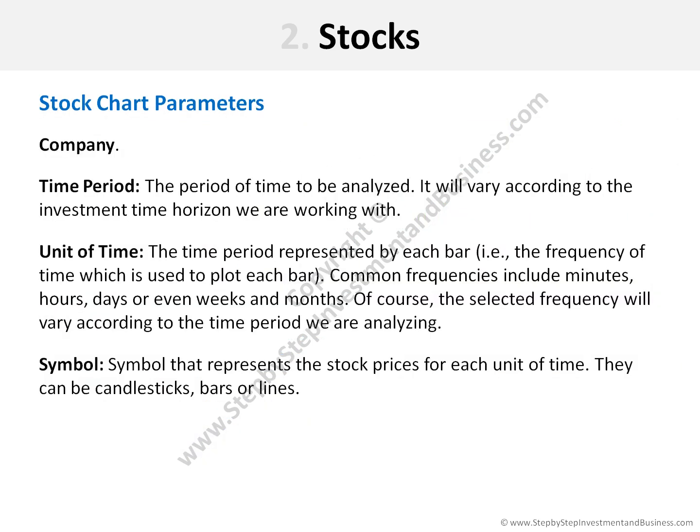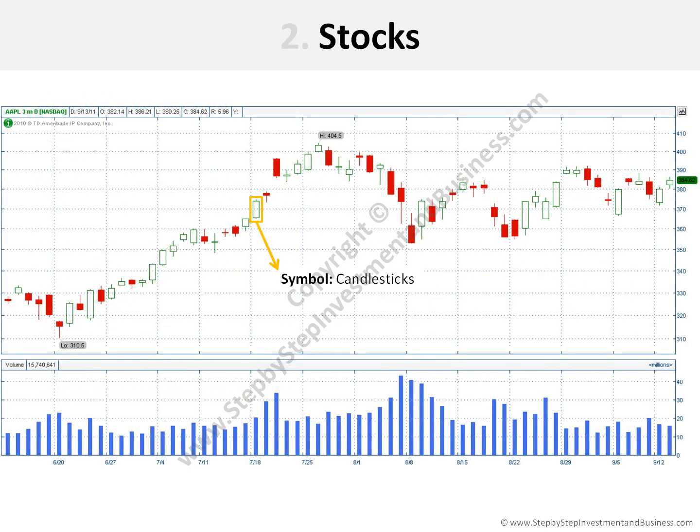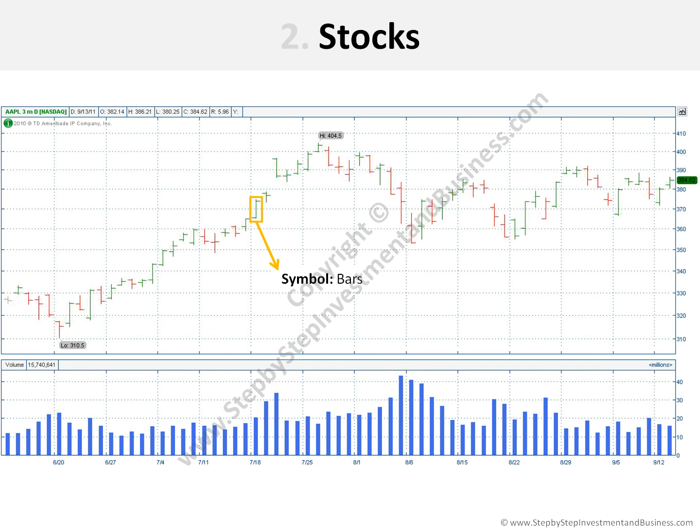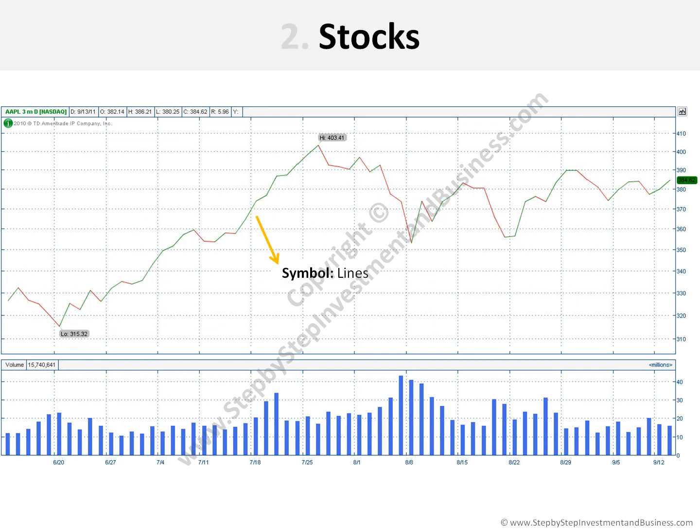It is also very important to define the symbol that represents the stock prices for each unit of time. They can be candlesticks, bars, or lines. For example, in the case we are analyzing, the symbols that represent the stock prices are candlesticks. Now we are looking at the same previous graph, but the symbols used here to represent the prices are bars. And now we continue with the same graph, but in this case the symbols used to represent the prices are lines.